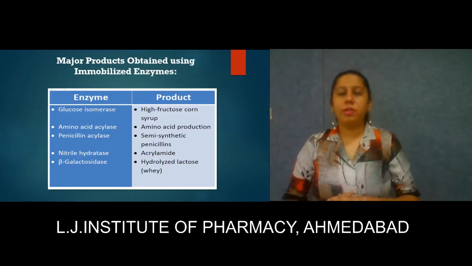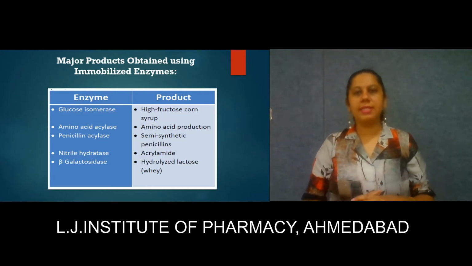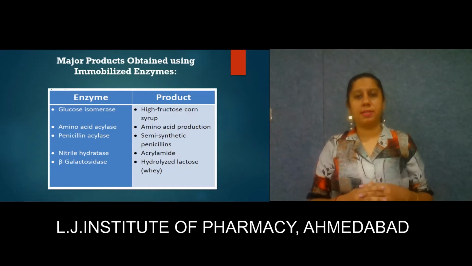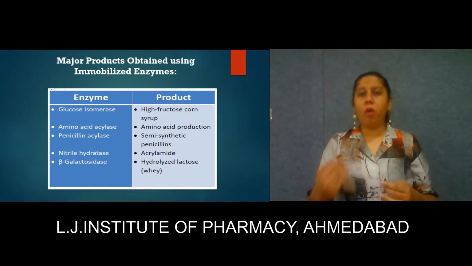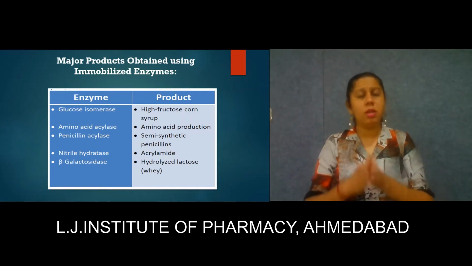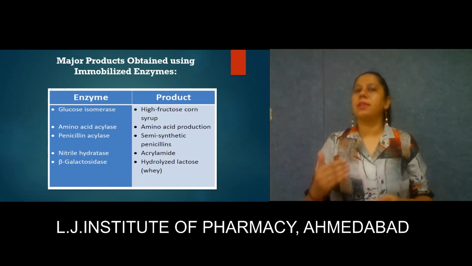In this session, we are going to see about the industrial applications of immobilized enzymes. So till now we have seen what is enzyme immobilization and various advantages and disadvantages of the same, and we have seen different methods of immobilization. So by now we know how useful immobilizing enzymes is in the industries, which reduces the cost of production and increases the efficiency.